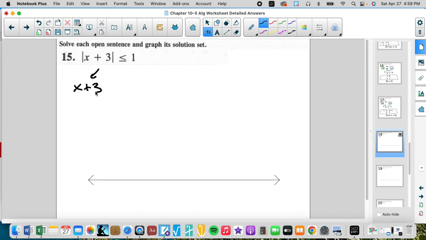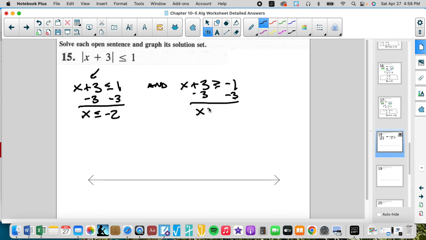X plus 3, less than or equal to 1. That's less than, so it's an and. X plus 3 is greater than or equal to negative 1. Let's solve them. Isolate the variable, negative 2. Isolate the variable using the inverse operation, negative 4.